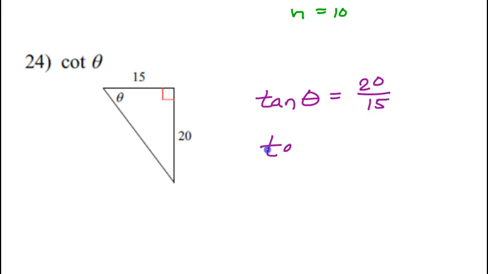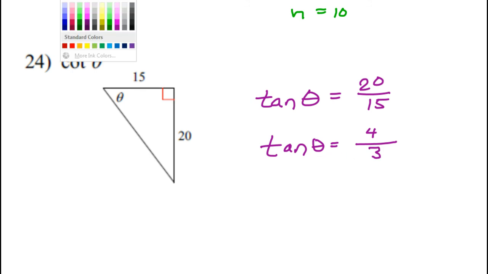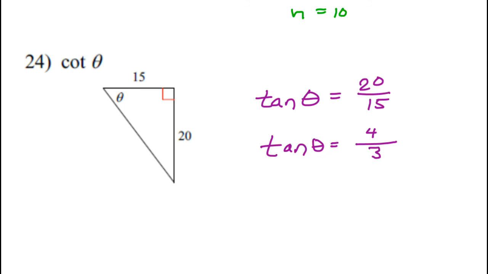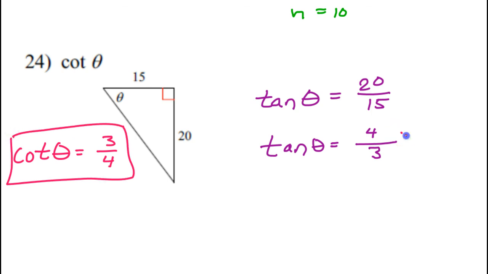Let's reduce that. Both of these are divisible by 5. So this would be 4 over 3. So the cotangent is the reciprocal of this. Therefore the cotangent of theta should be 3 over 4. Okay, just the reciprocal of the tangent.